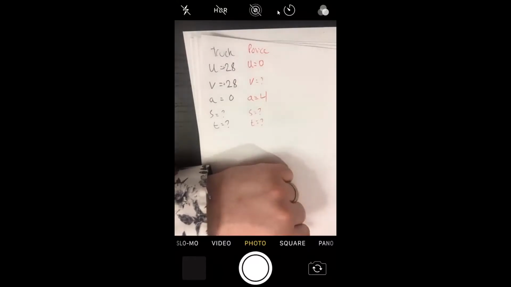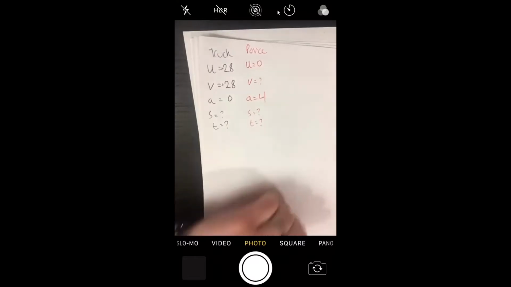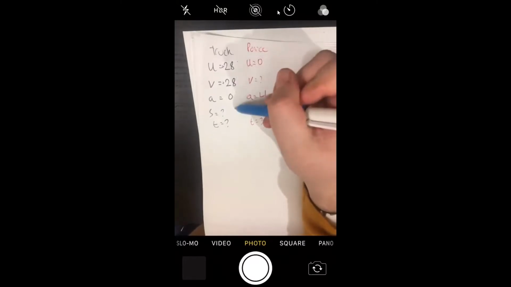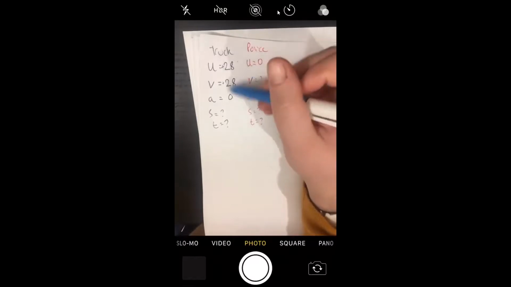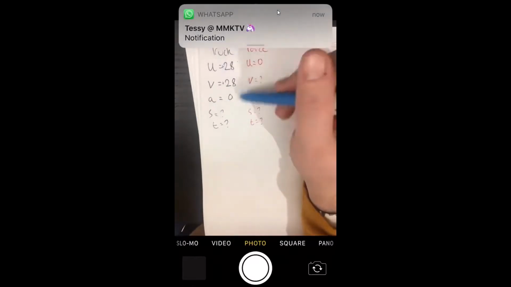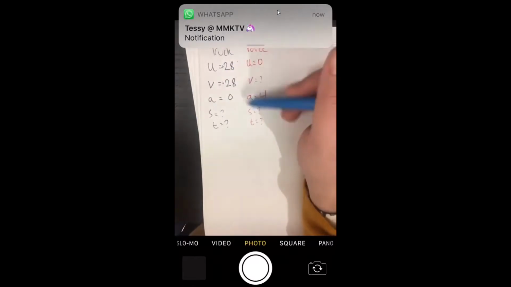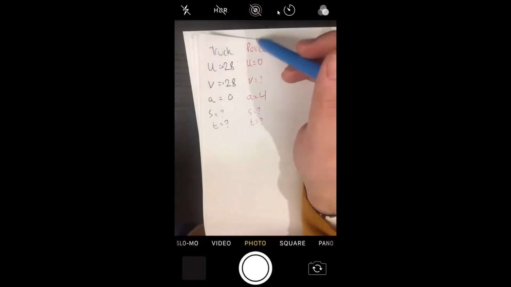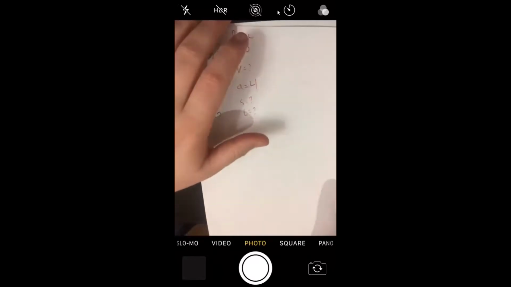So this puts us in a bit of a weird situation here, okay? How the heck are we going to do this? Because you can see that we need to have 4 facts, and we've got 3 facts we can work out, but we haven't got enough information to work out anything really for the truck or the police car.